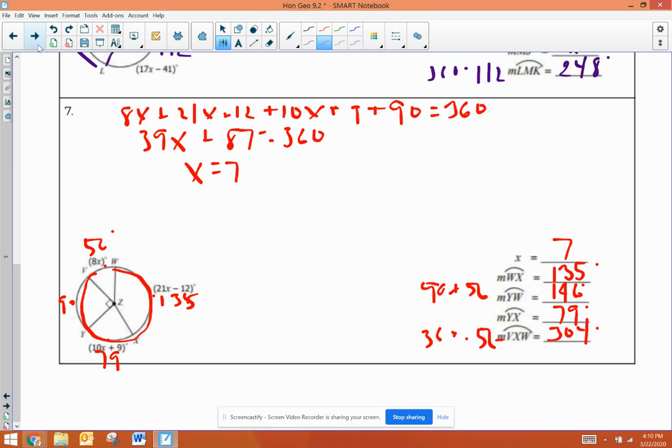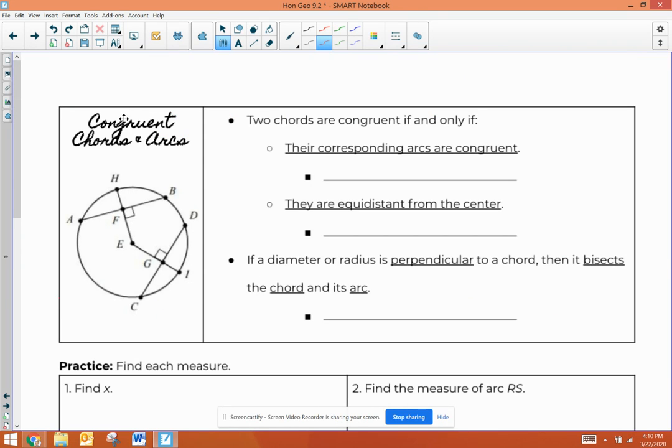All right, so that's central angles. Way to go with that. Now we can look at congruent chords and arcs. So I have a nice diagram here. Two chords are congruent if and only if, so this is a definition by biconditional statement, their corresponding arcs are congruent.